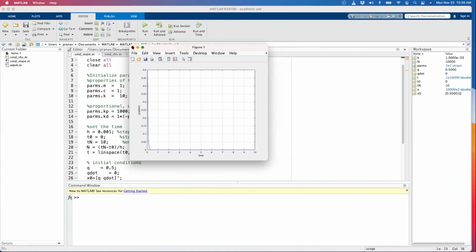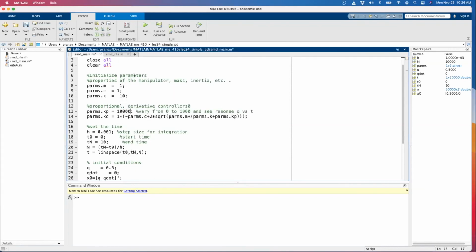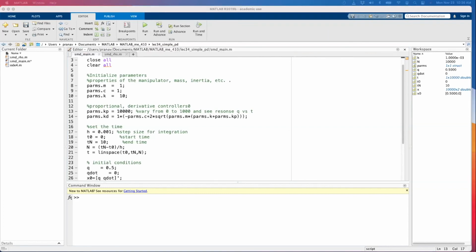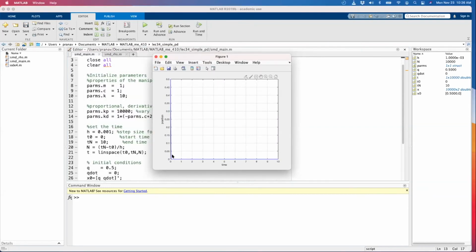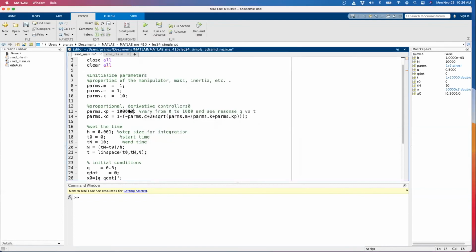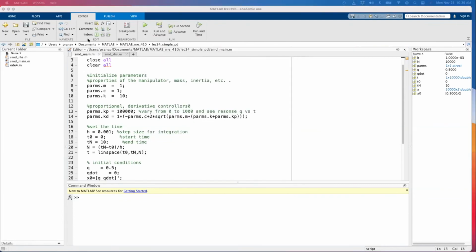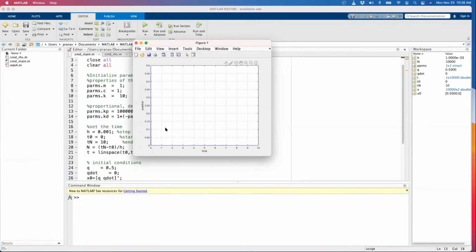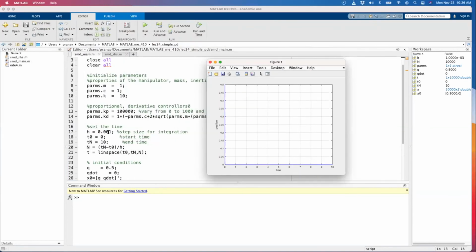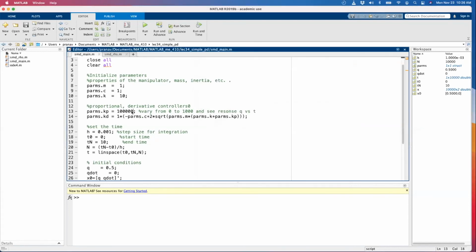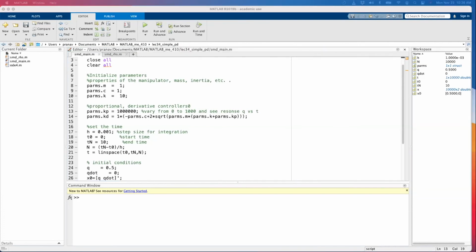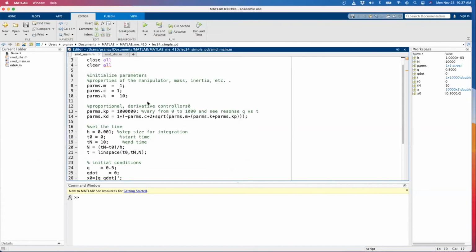Now at some point this will break. For example, if I do 10,000, it actually does work for 10,000. At some point it breaks because my integration is accurate only to so many decimal places, 10 raised to negative 3. So here it actually works. It's a pretty good response, bang on target; it's very hard to see here, but within a few milliseconds it gets to where it needs to be. I'm just trying to see where I can break this. It actually still works. I'm still amazed that it still works.